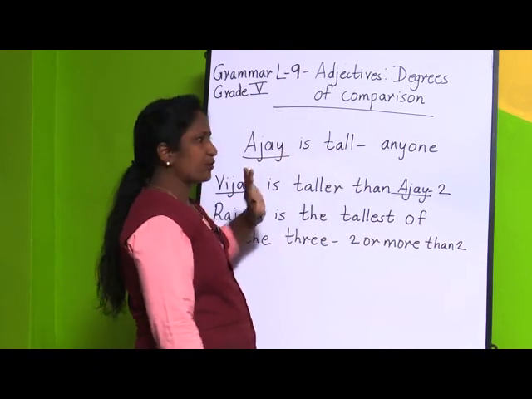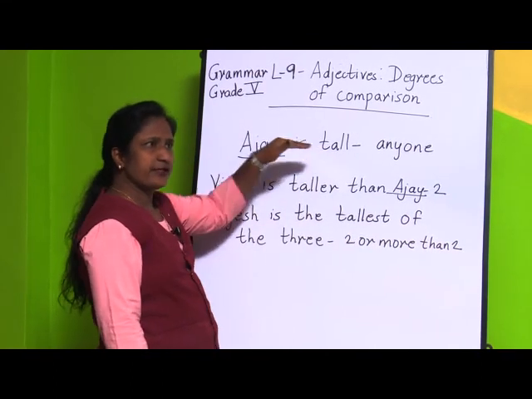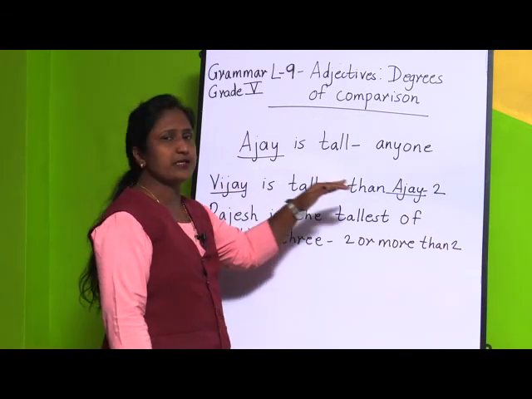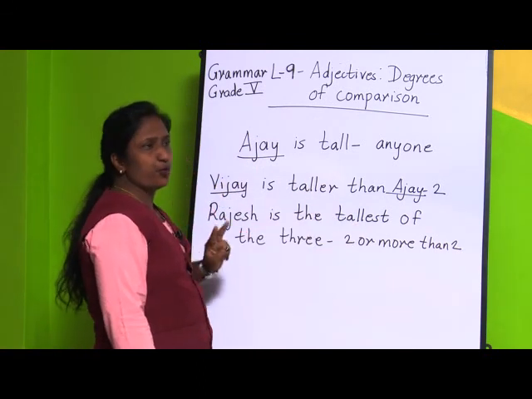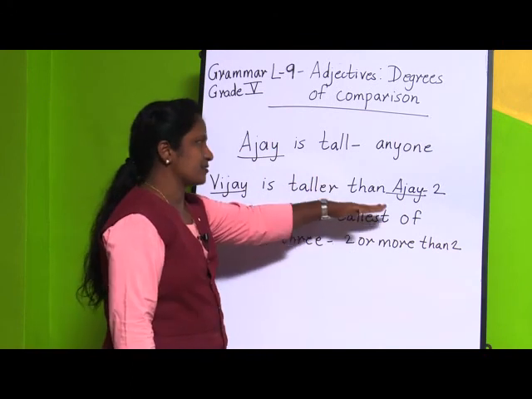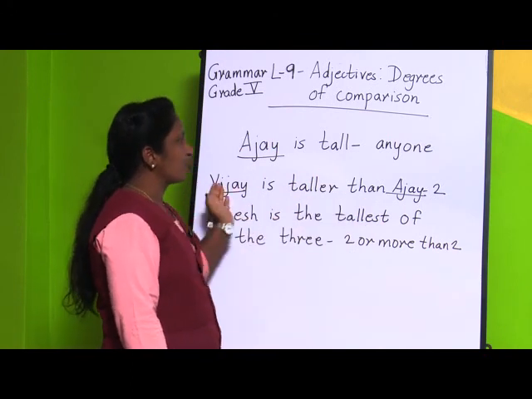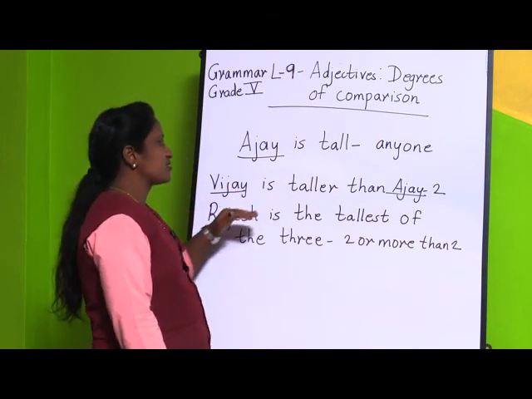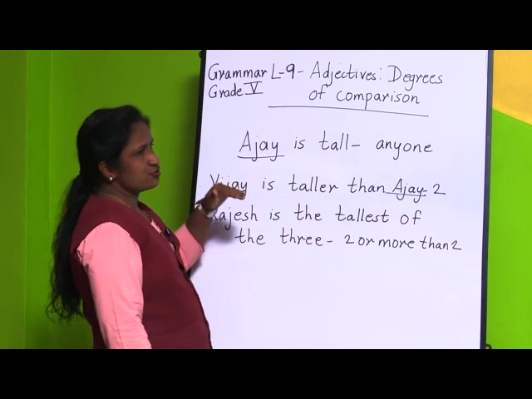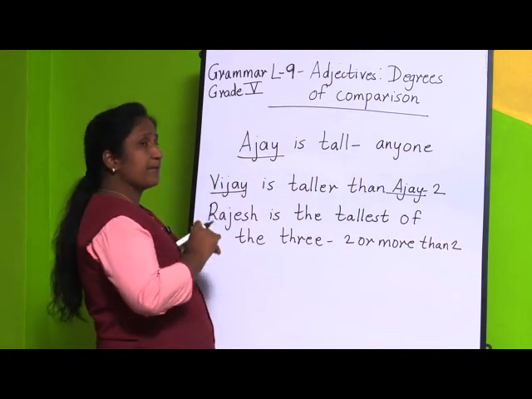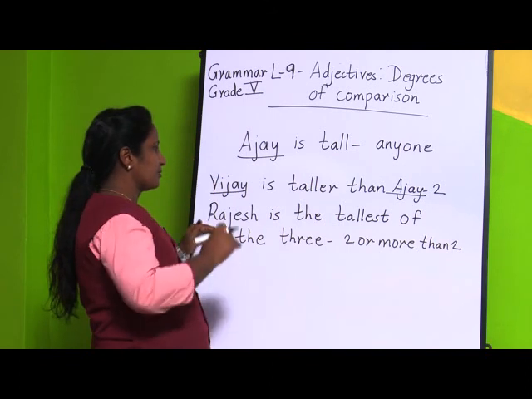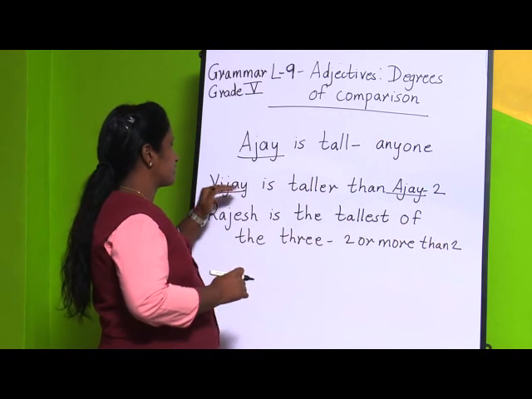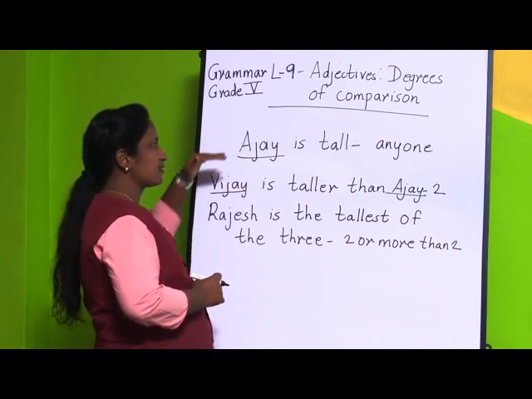So first one, if you see here, we are comparing only about one person, that Ajay is tall. Okay, we are telling the quality of Ajay, that he is tall. But if you see the second sentence, that is Vijay is taller than Ajay. Now we are comparing between two persons, that is Vijay and Ajay. We are telling that Vijay is more taller than Ajay. But if you see the third sentence, Rajesh is the tallest of the three. Here Ajay is tall, bit taller is Vijay, but Rajesh is more taller than all these three. So Ajay, Vijay and Rajesh. So these are the three degrees.